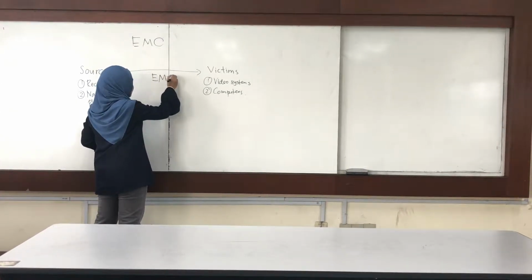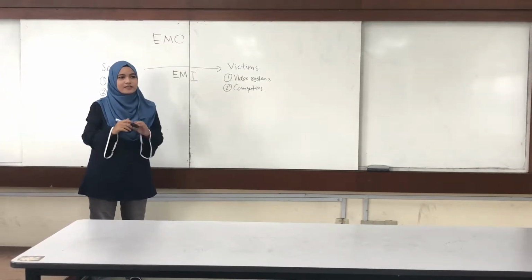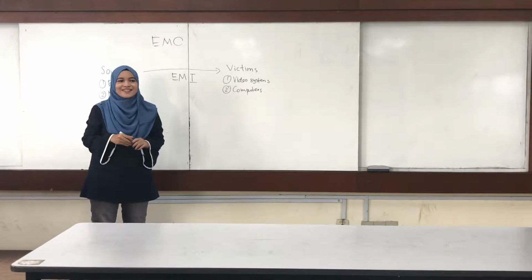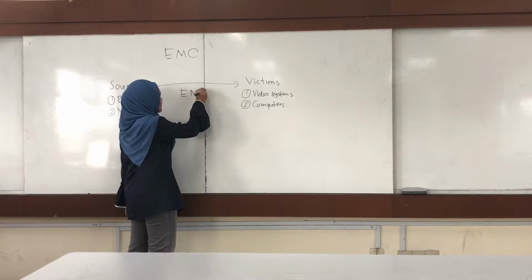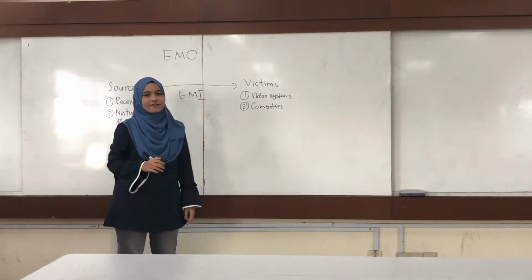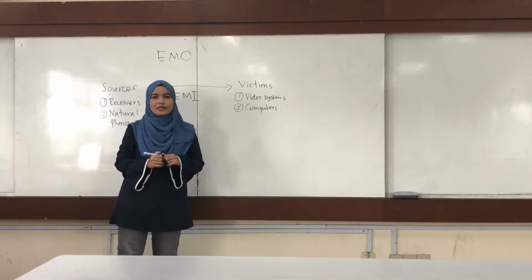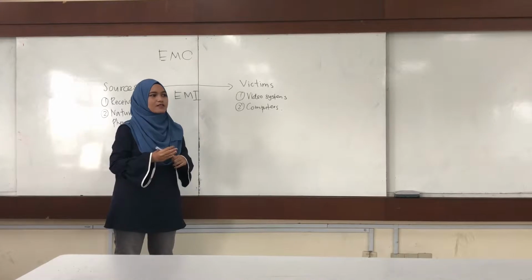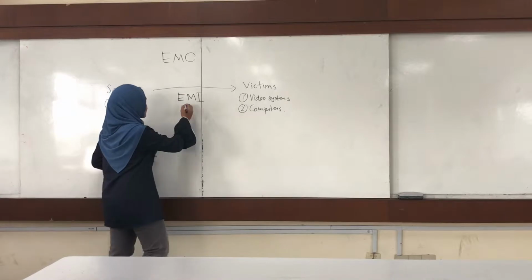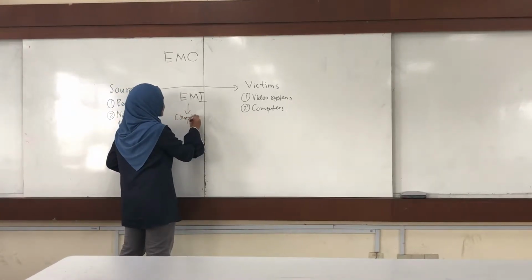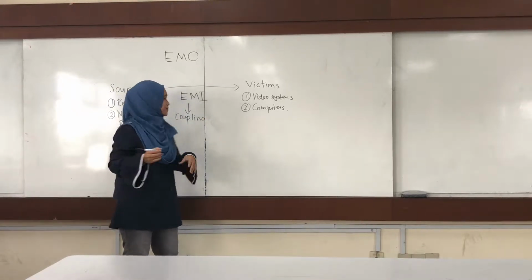Okay, what is EMI? What travels from source to victim is EMI, electromagnetic interference. EMI is an electromagnetic or electrostatic disturbance that causes malfunctioning of electronic devices. Okay, there is coupling here. Coupling is the transfer of energy from one medium to another medium.